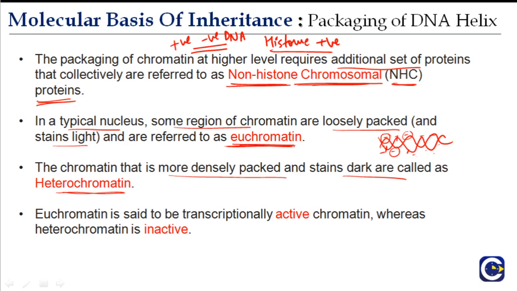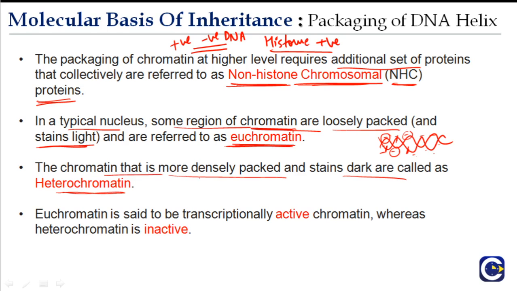So you can remember it this way: when not a lot of histone proteins are present in a particular area of DNA, much more DNA is exposed. Then the chromatin is loosely packed and therefore it stains light. We discussed that chromatin, if you stain it and see it under the nucleus, appears as thread-like structures that are stained. So the chromatin that is stained light is referred to as euchromatin.